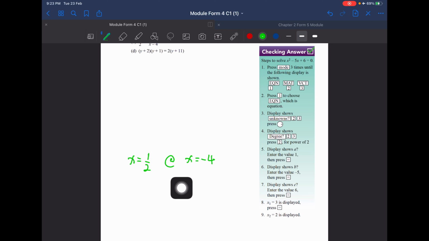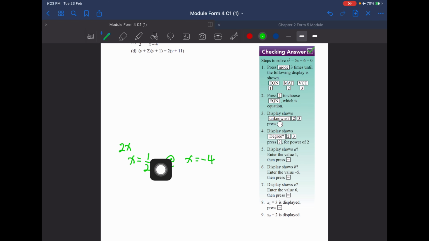Student selalu buat macam ni: X tolak setengah sama dengan kosong. Tak boleh. Untuk backward solution, syarat dia tak boleh buat macam tu. So, apa yang perlu kita buat? Awak nampak denominator ni 2. So, 2 ni pindahkan ke sebelah dulu. So, you will get 2x.